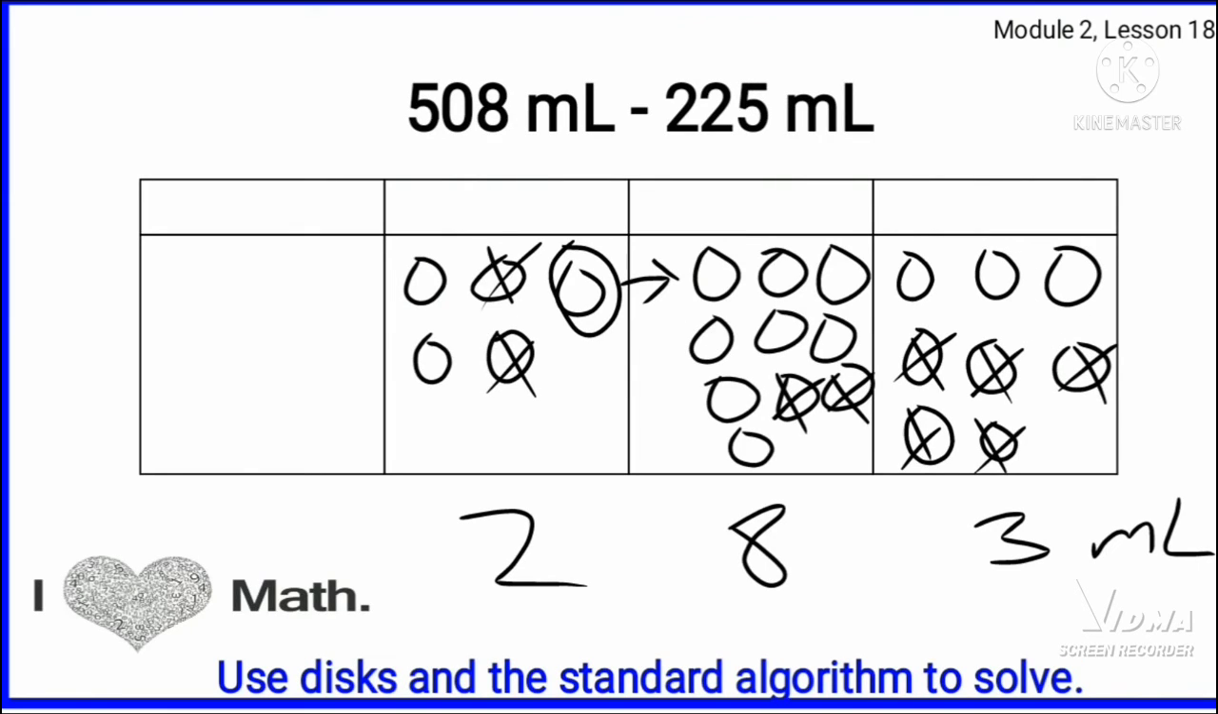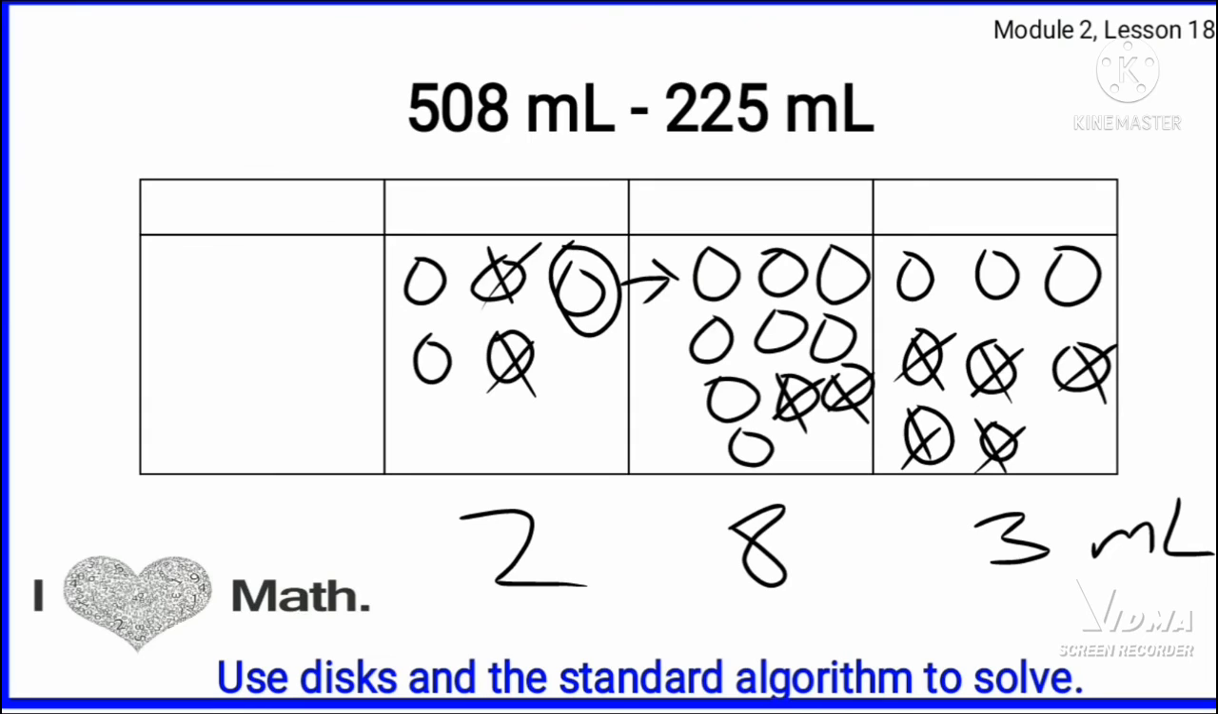Just one more. 508 milliliters minus 225 milliliters. As usual, I'll use this to show my 508 on the place value chart. There are no tens, but I have tens in 225, so I had to decompose 100 into 10 tens.